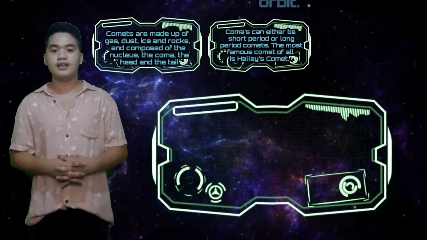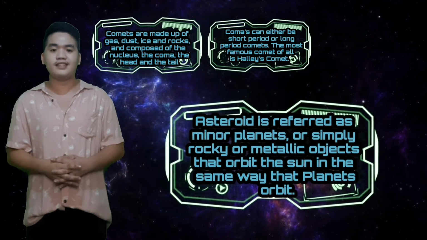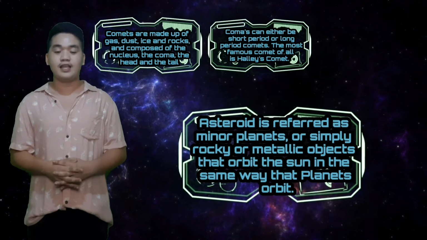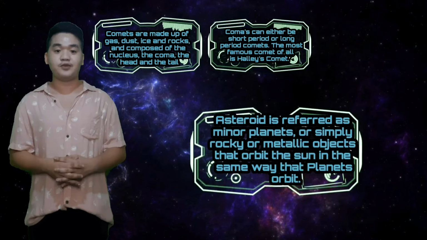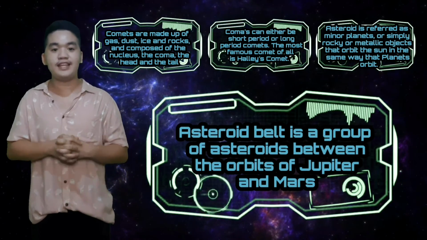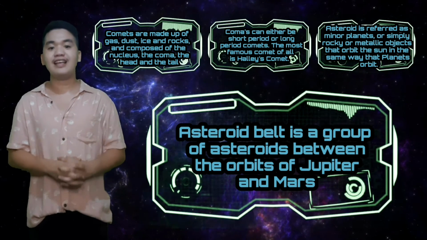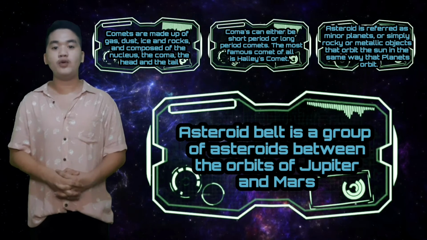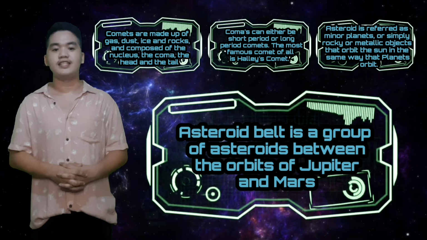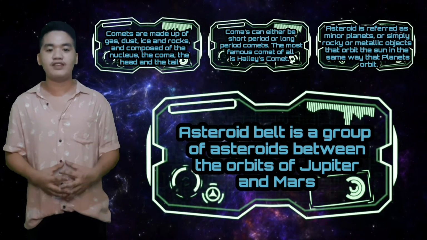Asteroid. Asteroids are often referred to as minor planets, or simply rocky or metallic objects that orbit the sun, the same way that planets orbit. The asteroid belt is a group of asteroids between the orbits of Jupiter and Mars. Meteoroid is any piece of asteroid, comet, or even lunar material that has been detached or chipped off under some collisions, and that has veered off and been pulled toward a larger gravitational body.